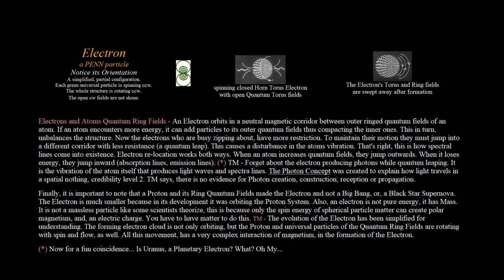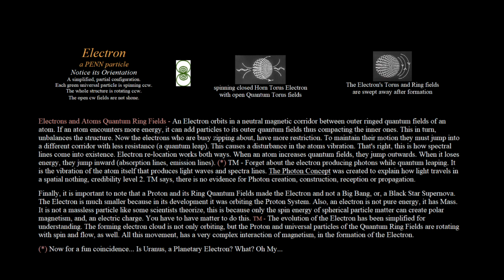Also, an electron is not pure energy, it has mass. It is not a massless particle like some scientists theorize. This is because only the spin energy of spherical particle matter can create polar magnetism and an electric charge. You have to have matter to do this. The evolution of the electron has been simplified for understanding.